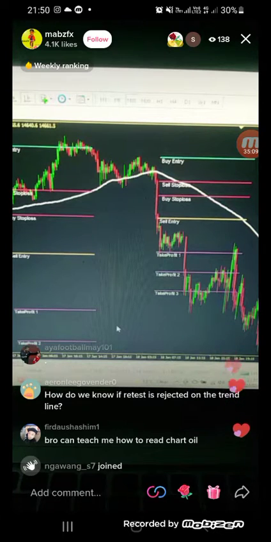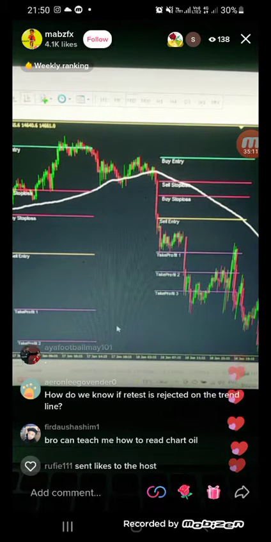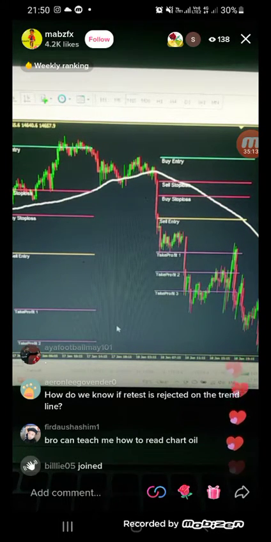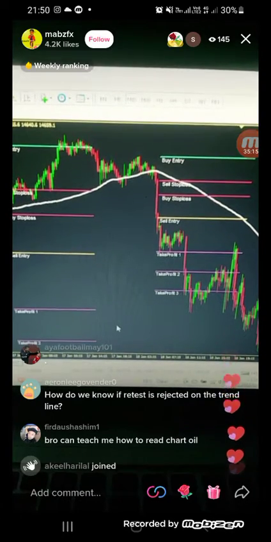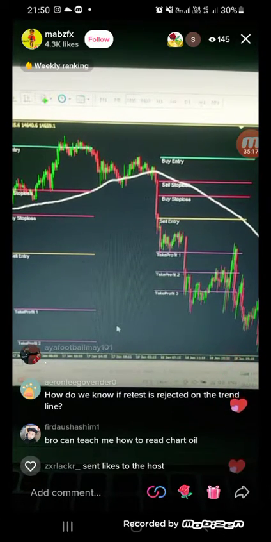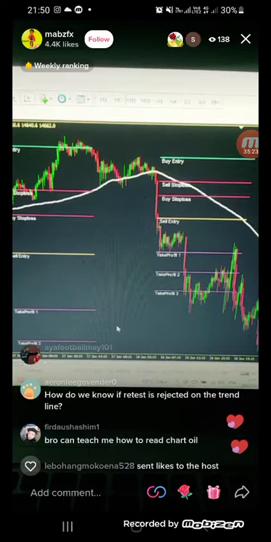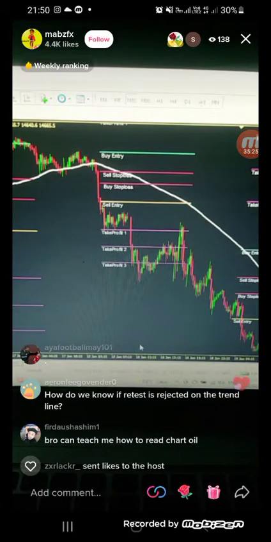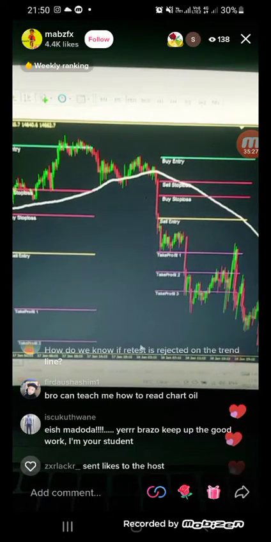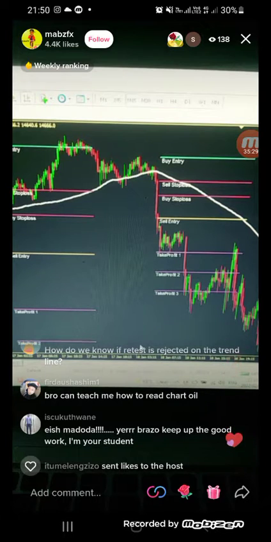But if you're trading on the lower time frames as well, it doesn't hurt to do the trend lines there as well. And I didn't see that we're on 4K likes, baby. 3.9, but that's almost 4K. We're almost at 4K, baby.